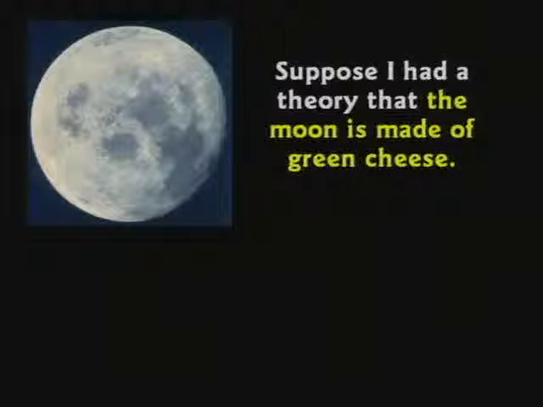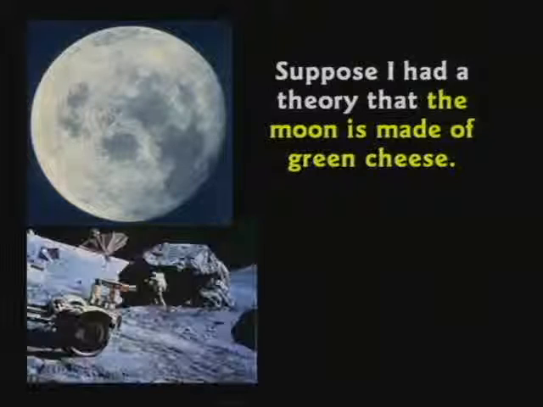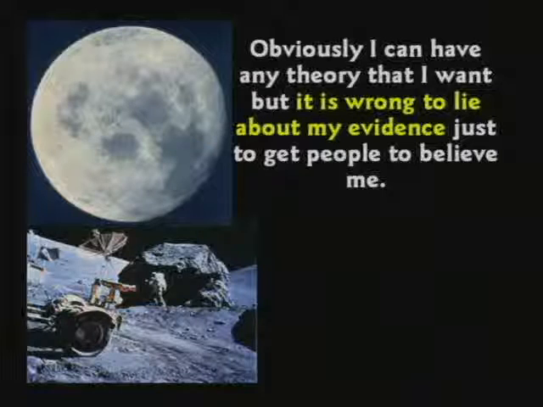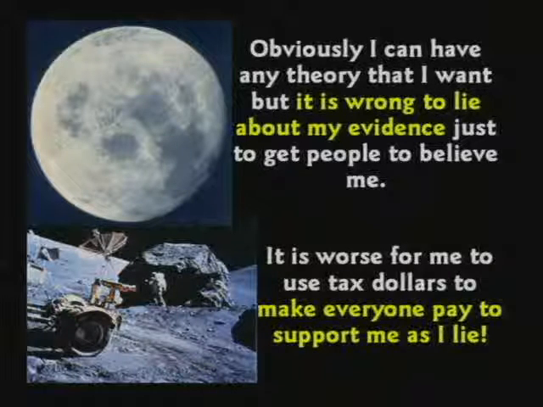Suppose I had a theory that the moon is made of green cheese. That's a dumb theory, but there's no law against having dumb theories. It's a good thing, right? Then suppose I said NASA proved it when they went there in 1973 on a secret mission and drilled a hole and found the moon is made of green cheese. Well, see, now we've got a problem. I have a dumb theory, which is fine, but I'm using lies to support my theory. Oh, now that's not fine. And what's worse, obviously, anybody can have a theory they want, but it's wrong to lie about my evidence to get people to believe me. And it's worse to get paid my tax dollars while I lie to support my theory.